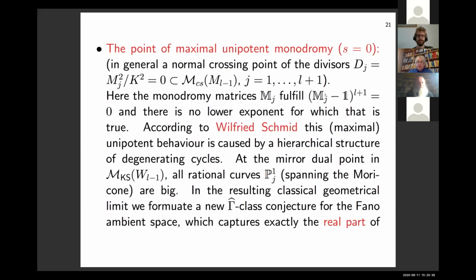And at the mirror dual point in the complexified Kähler moduli space, I call this complexified because we had the Kähler form, we integrated to get the volume of the curve, but then we had this B field. All the rational curves are big. And in this resulting classical geometry, we formulate a new gamma class conjecture for the Fano ambient space, which exactly captures now also the real part of the Feynman amplitude.